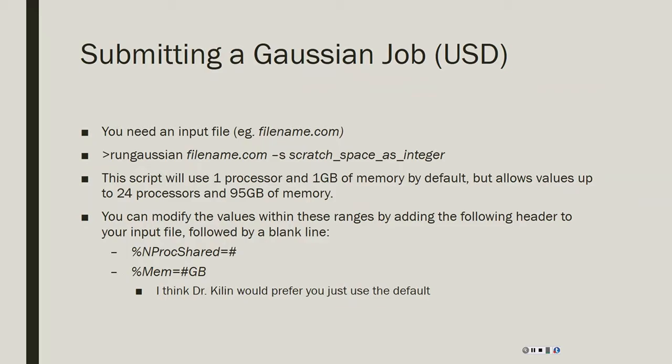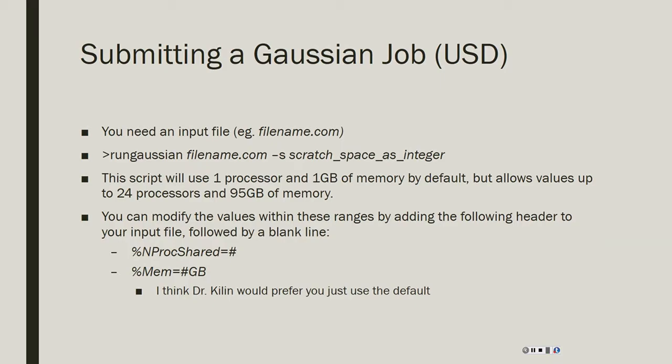So run Gaussian followed by the file name, and -s, which denotes the amount of scratch space, and then you'll need a number. And I believe it interprets your number as gigabytes. By default, the script will use one processor and 1 gigabyte of memory, but it allows you to use up to 24 processors and 95 gigabytes of memory.